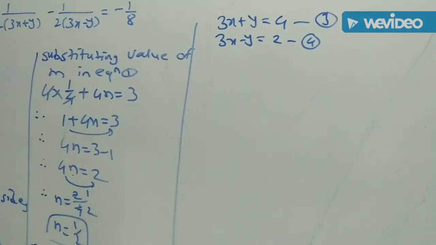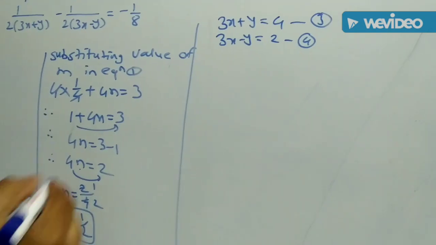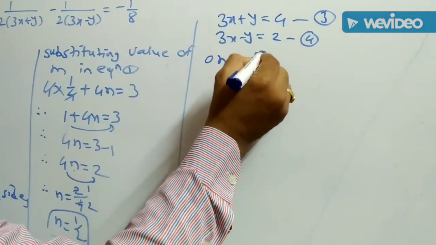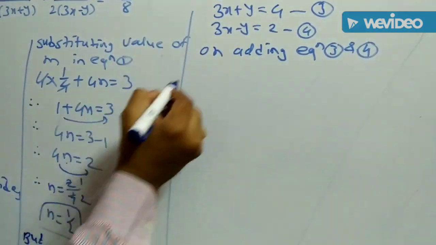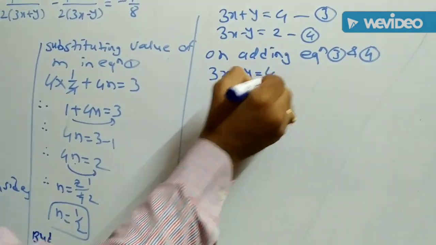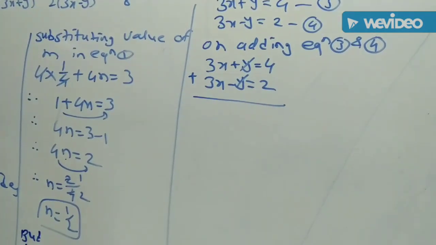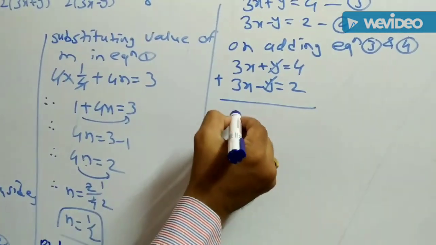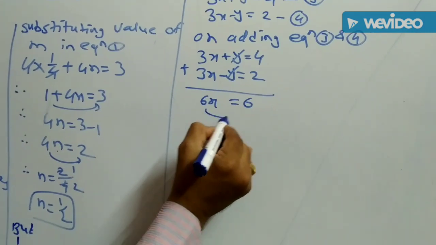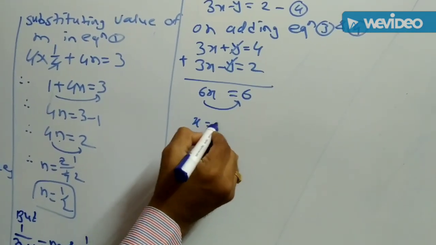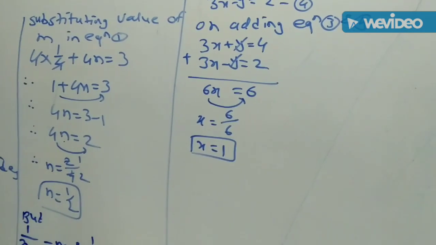Equation number 4. Now the coefficients of y are the same but the signs are different, and if signs are different then we take the addition. On adding equations 3 and 4, we get 3x plus y is equal to 4, plus 3x minus y is equal to 2. Plus y minus y gets cancelled. 3x plus 3x, 6x, 4 plus 2 that is 6. To find the value of x, the multiplied 6 gets converted to division. 6 upon 6 that is 1.